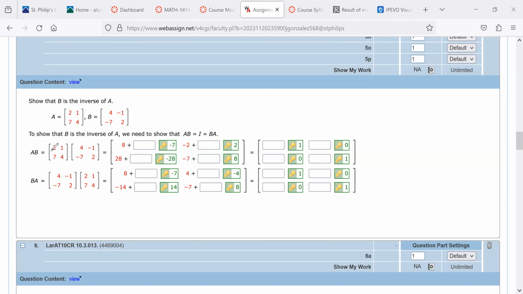This row times this column would be 2 times 4, which is 8. 1 times -7 is -7. So that came from. Then again, you do this one. 2 times -1 is -2. So these two. 1 times 2 gives me 2. So you finish that row. Then you cycle 7 and 4 through both of these. So 7 times 4 is 28. 4 times -7 is -28. 7 times -1 is this. 4 times 2 is 8.